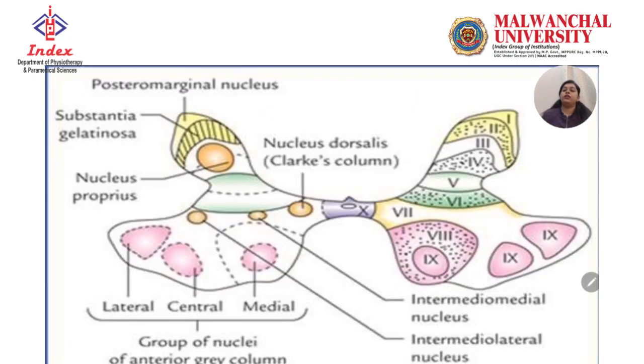Now if we talk about the nucleus, so we have different nuclei: posteromarginal nucleus, substantia gelatinosa, nucleus proprius. Then we have nucleus dorsalis, that is Clark's column. Then we have lateral, central and medial group of anterior gray column. Then we have anteromedial nucleus and anteromediolateral nucleus.